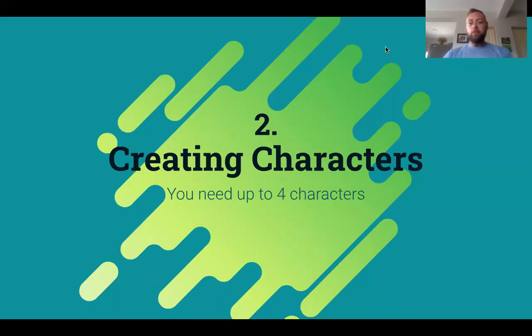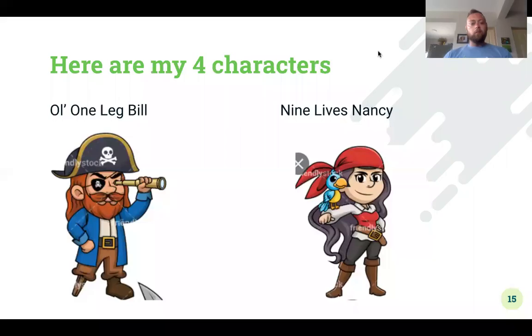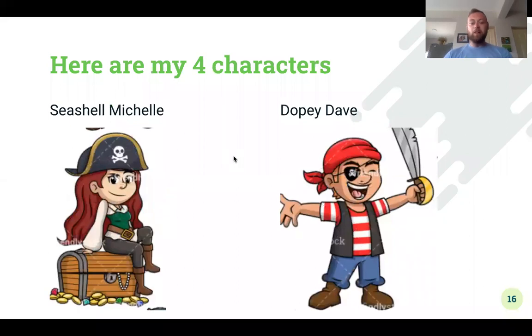Okay, so now that you've chosen your setting, and I hope you've all done that, we're now going to think about creating 4 characters. So if you can remember, mine is set on a pirate ship. You need to think about characters for your play script. So I've got old one-leg Bill, 9 Lives Nancy, Seashell Michelle, and Dopey Dave. I'm going to have 4 pirates in my play script. I want you to start thinking about the names and whether they're animals or whether they're people, and maybe just now make a list on your whiteboard.